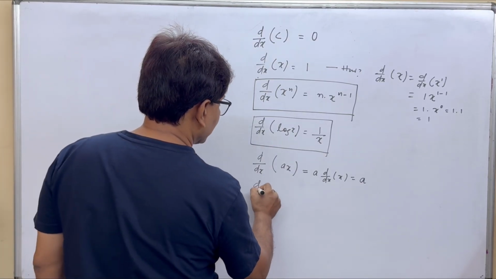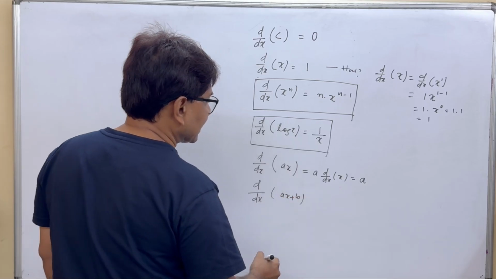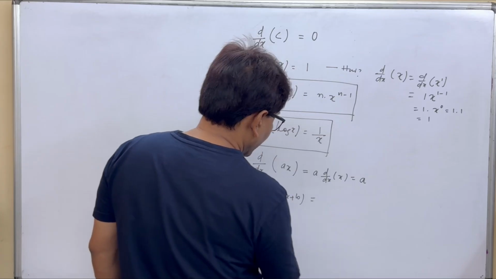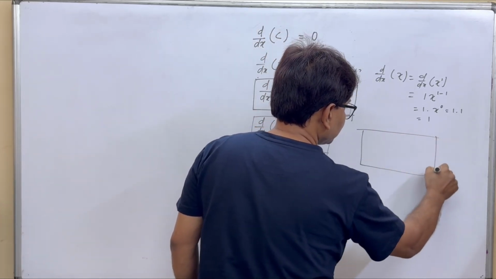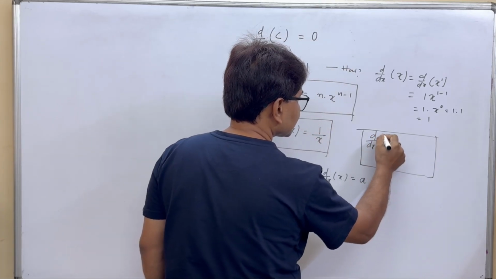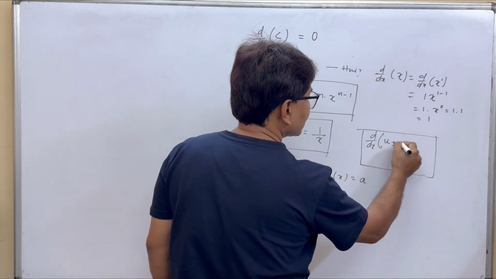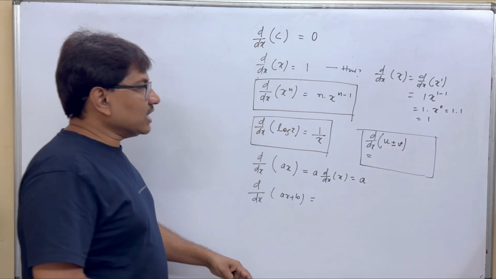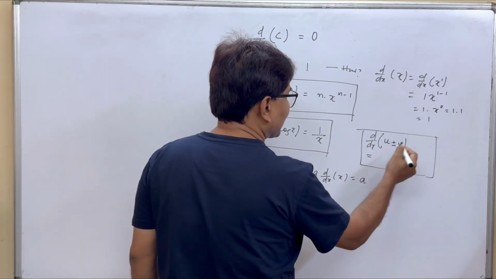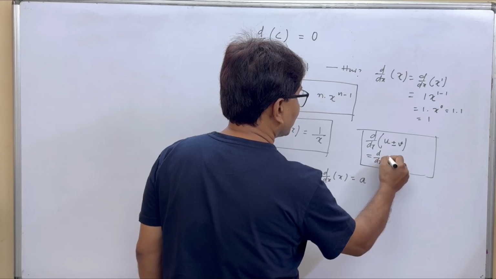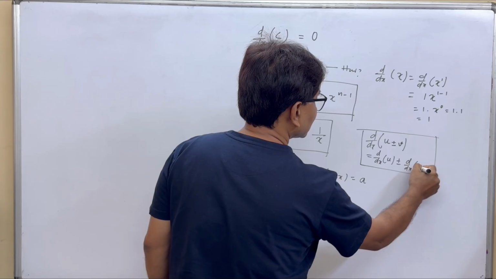Now I am adding one part, d/dx of ax plus b. What can we tell about d/dx of ax plus b? Here, for that, you please come to know one formula: d/dx of u plus minus v. u is one variable, v also is one variable. So d/dx of u plus minus v is d/dx of u plus minus d/dx of v.